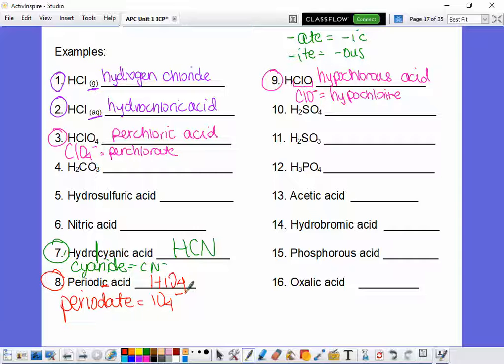And then one more that I want to do together, and that is number 16, oxalic acid. So ic, it doesn't say hydro, so that means that there's oxygen. Ic was originally ate, so oxalate. What is the formula for oxalate? C2O4 2 minus, or minus 2.